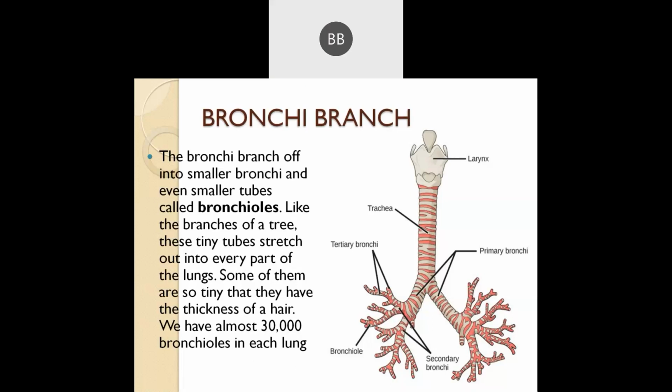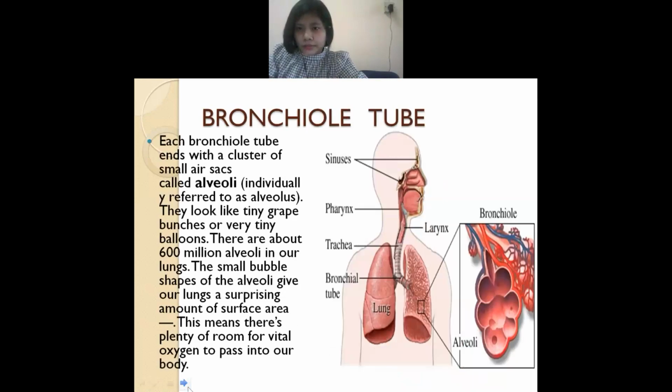So that cilia you will find in these bronchioles. All right. Okay. So next is the bronchial tube. So the bronchial tube, this one. All right. So this is the bronchial tube.